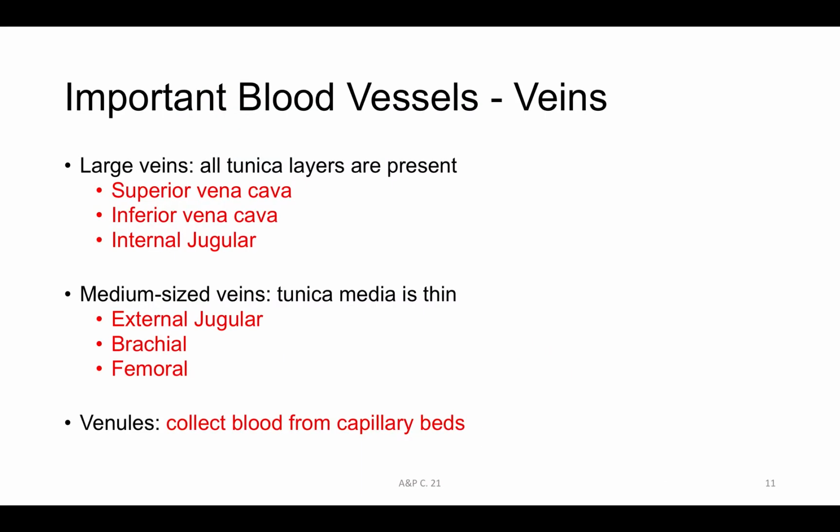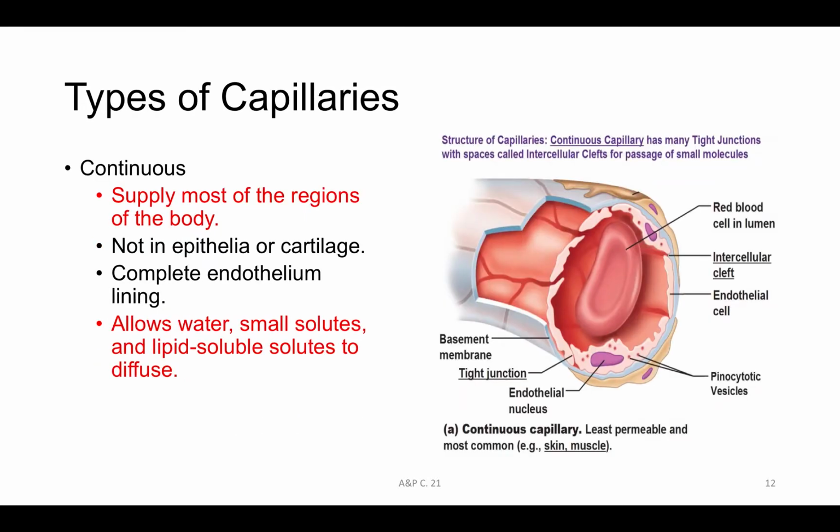Then we do the same with veins. The largest veins we have, all tunica layers are present. Some examples are our superior and inferior vena cava and your jugular, which is coming down from your brain to your vena cava. We have medium-sized veins, which the tunica media is much thinner. Your external jugular, your brachial, and your femoral. And then your venules are what's going to collect blood from our capillary beds.